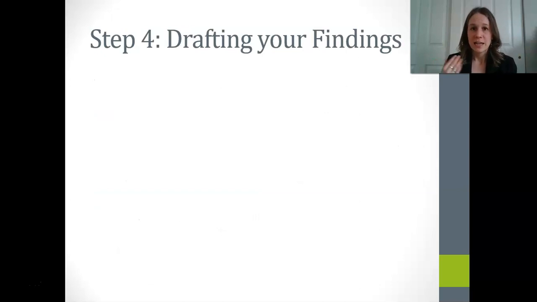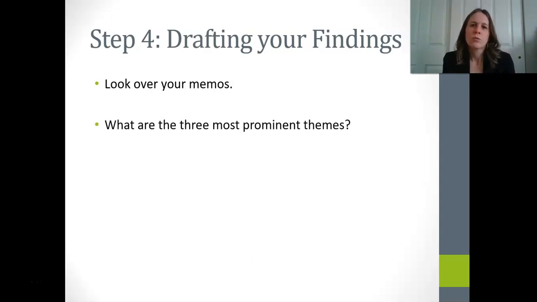Step 4 is then drafting your findings. So we're going to start moving towards our findings. What's going on here? You look over your memos to figure out what's emerged. What are the three most prominent themes? What's really standing out? And remember that research question.